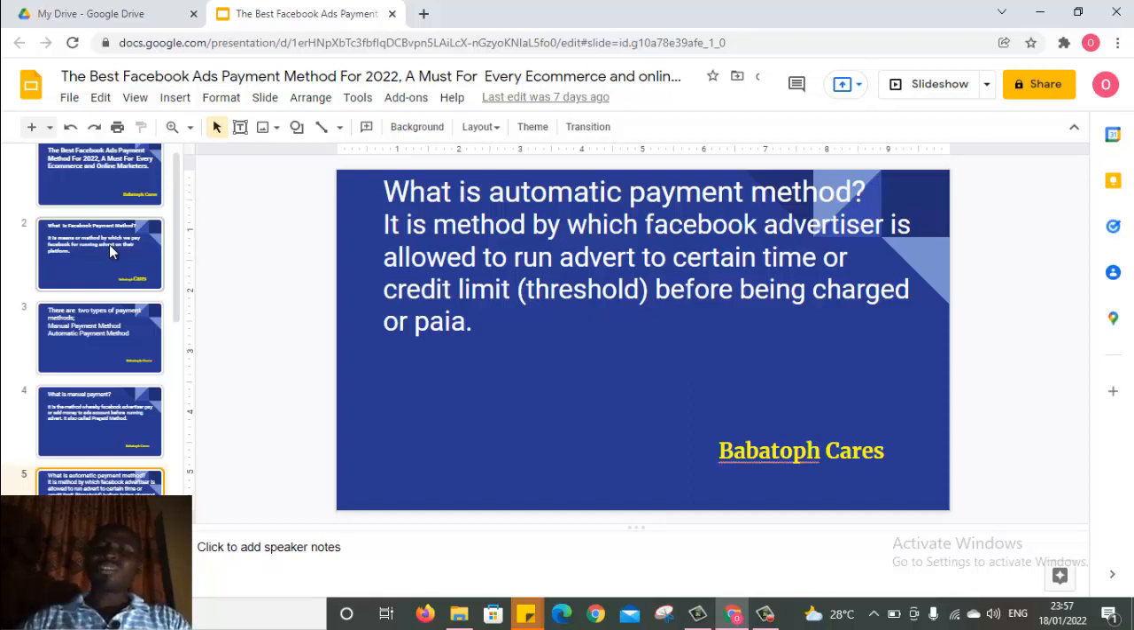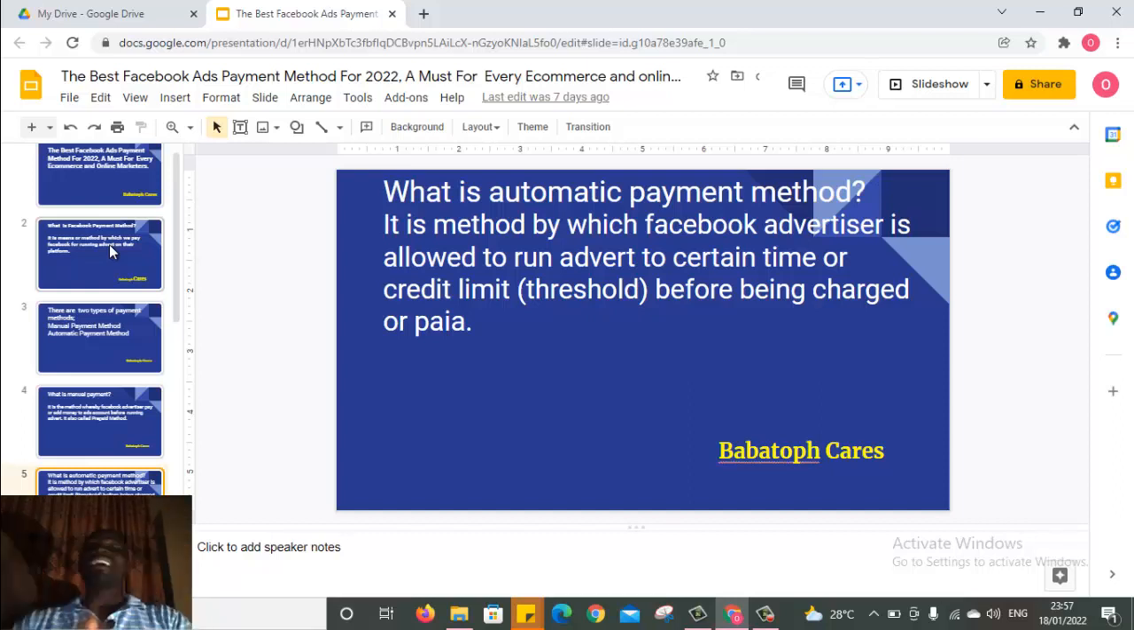Yes, you run adverts before being charged. It could be that when you first start, Facebook can allow you with $10. They allow you to run adverts, and when you reach $10, you pay. They can then increase it to $20.